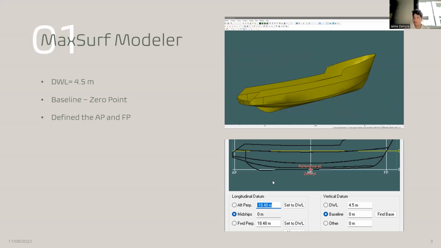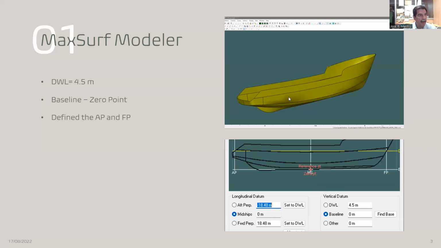I'm not seeing any figure yet. You can see the pictures. No, I cannot see anything. Sorry. Now, yeah, go on. All right.